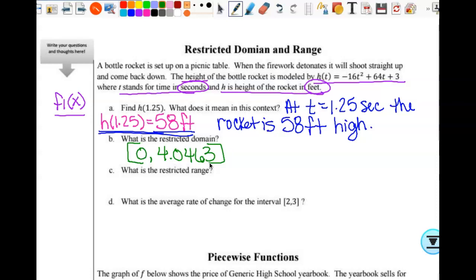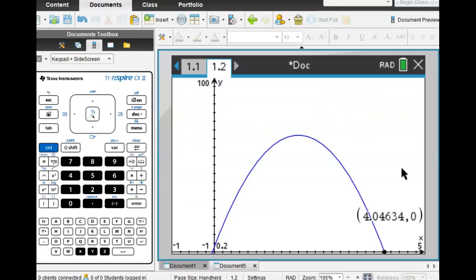What about my restricted range? Where does it start? 0. Okay. It also starts at 0. Now, technically, the rocket doesn't start at 0. The rocket starts off the ground a little bit because it's on a table, but it ends on the ground, so my range does start here. So it's going to start down here, and I'm going to use all the y values until I get here.